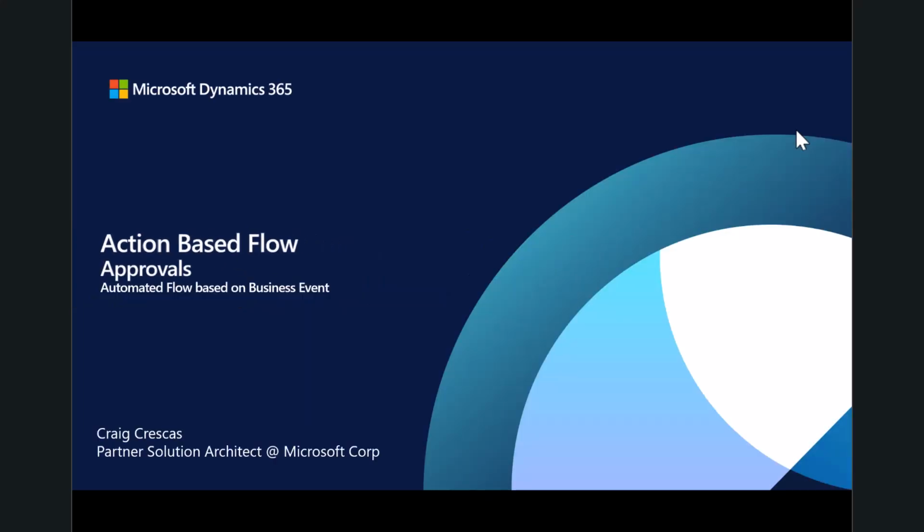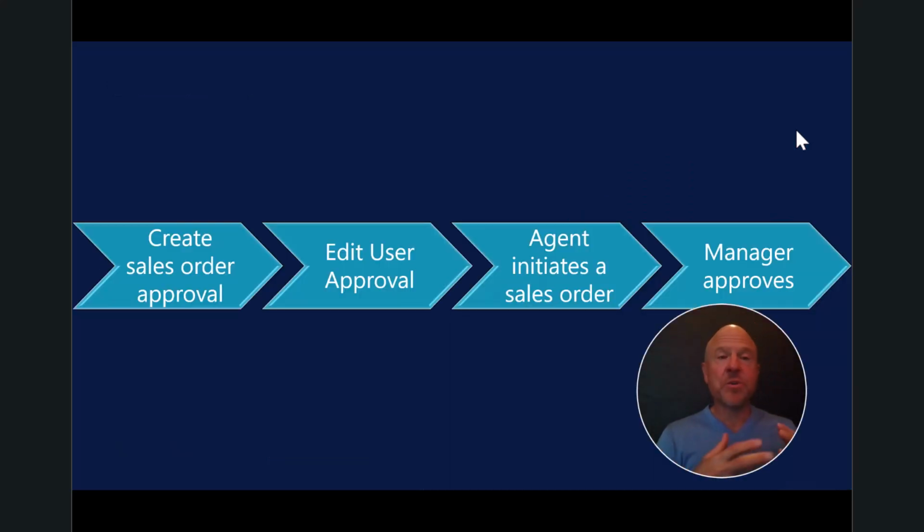Next, I want to talk about approvals. So let's go through the process here where we're going to create an approval for sales orders. Then there is one step. You need to make sure that you do set up the approval hierarchy inside of Business Central. And then the following two steps will initiate an order and then the manager will approve it. Those are the two demos.